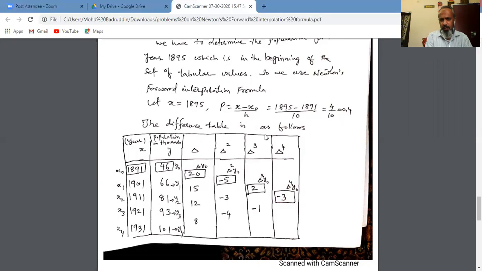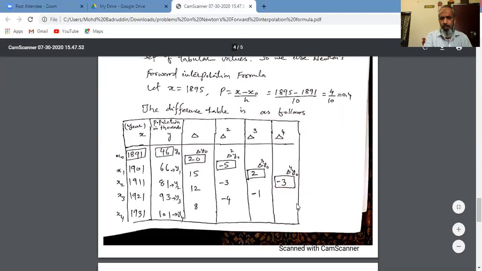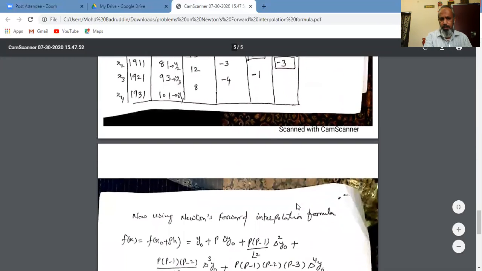The third order forward differences are the differences of second order forward differences. Minus 3 minus of minus 5, that is plus 5. Minus 3 plus 5 is 2. Minus 4 minus of plus 3 is minus 1. So this indicates the third order forward differences. What are the fourth order forward differences? It is the difference of third order forward differences. Minus 1 minus 2, that is minus 3. So we have prepared the difference table for the given set of tabular values.